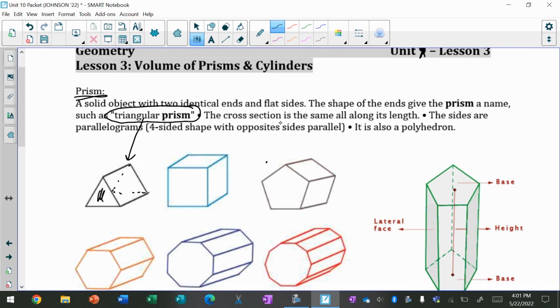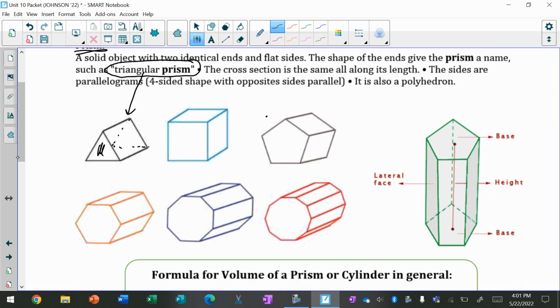So the cross section is the same along all of its length. The cross section is like if you put a slice through it, parallel to what we call the bases. The sides are parallelograms, four-sided shape with opposite sides parallel. It's also a polyhedron. Okay, I'm not worried about you getting caught up in all of the vocabulary, but you should understand that when we talk about a prism, the two pieces that are the same size and parallel to each other, those are called the bases.